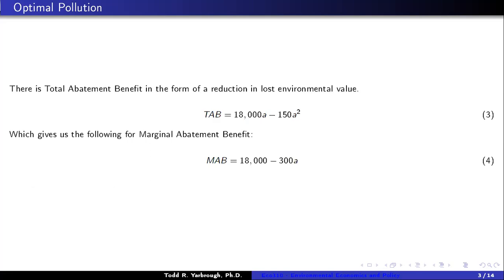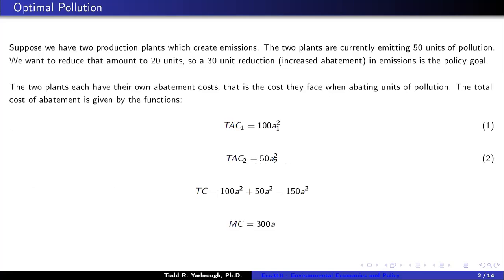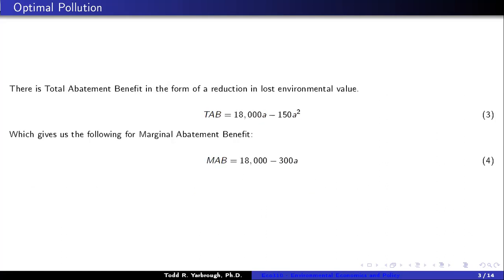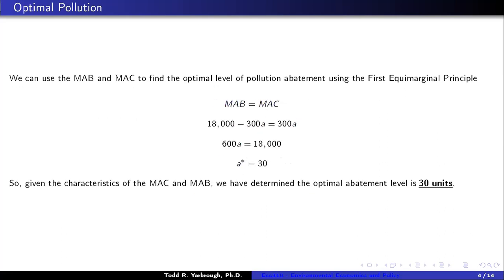So if we go back to the first slide, we said the policy goal was a 30-unit reduction in pollution. We actually got that by first computing the optimal level of abatement, which in this particular scenario was 30 units of abatement. Given the characteristics of marginal abatement cost and marginal abatement benefit, we have determined that the optimal abatement level is 30 units.